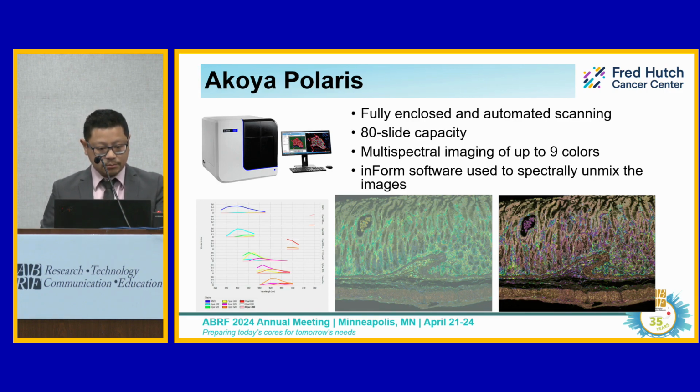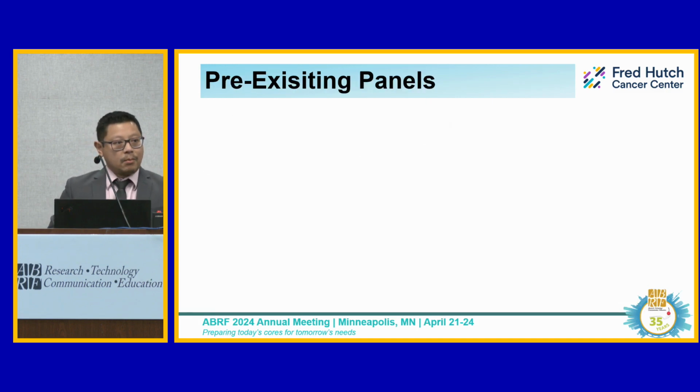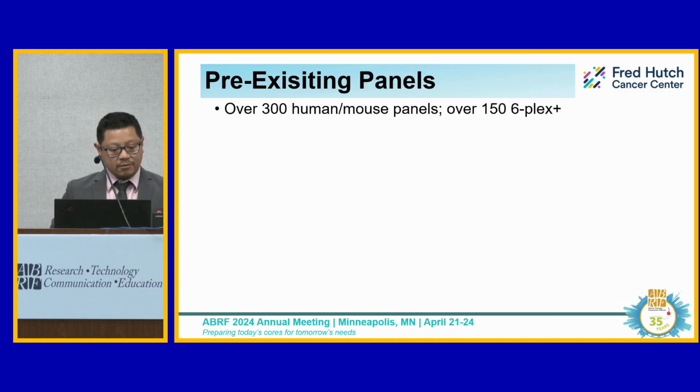is not as much. So obviously, we have a bunch of pre-existing panels at Fred Hutch. In our core, we have over 300 panels, human and mouse. And over 150 of those are 6-plex to 8-plex.